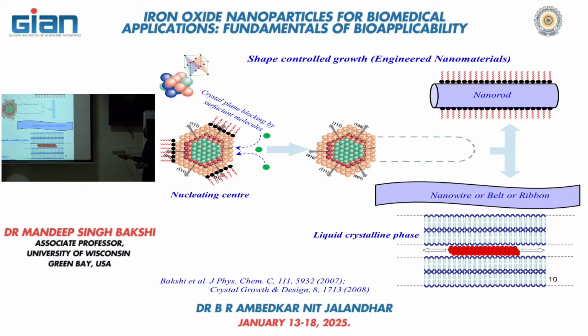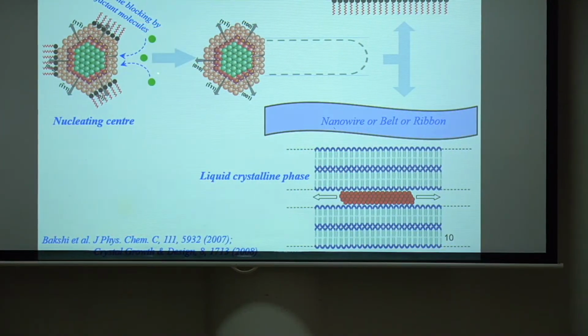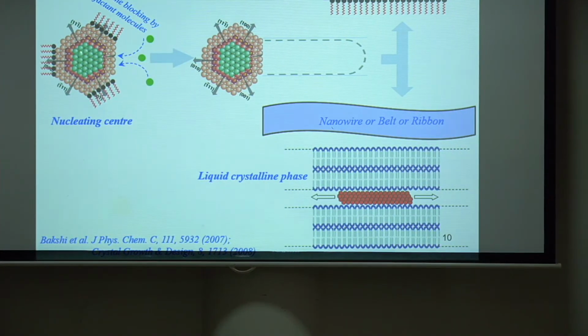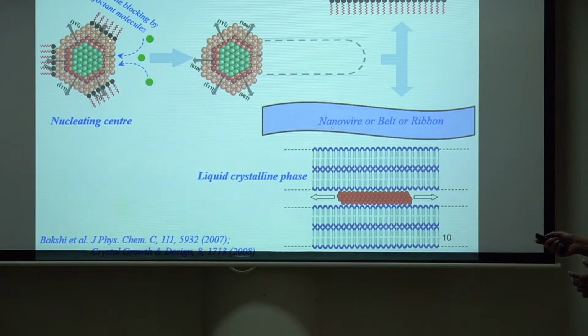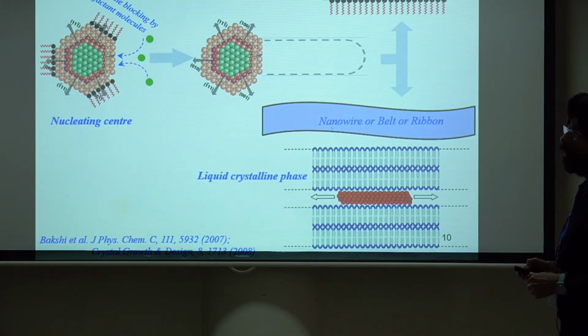But here, if you passivate some of the crystal planes and you leave the one that can be used, you can transform the nucleating center and direct the growth into a particular direction. So that would lead to a particular growth. As you could see, if I allow the nucleation to happen only at this crystal plane, then the growth will proceed in this direction and the nucleating center will convert into a nanowire.